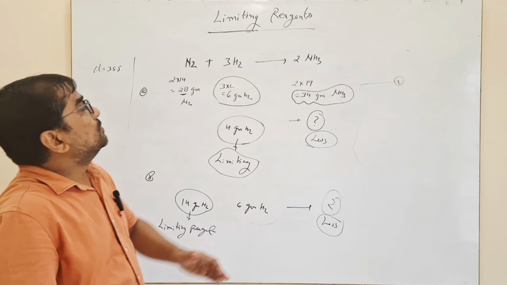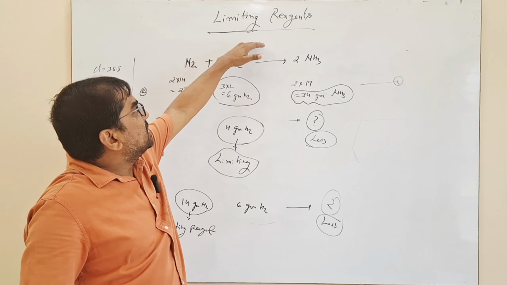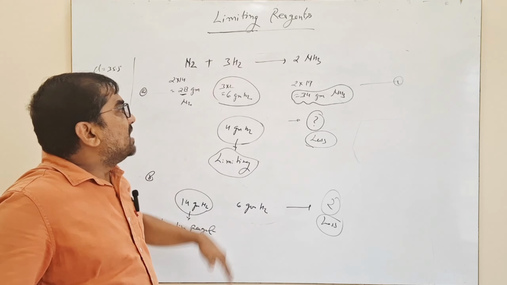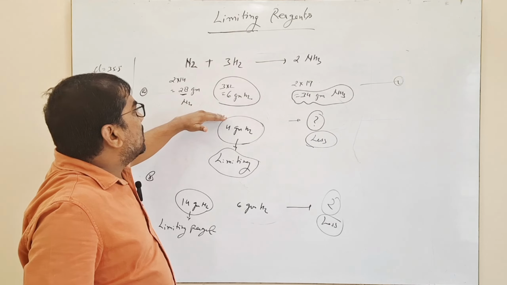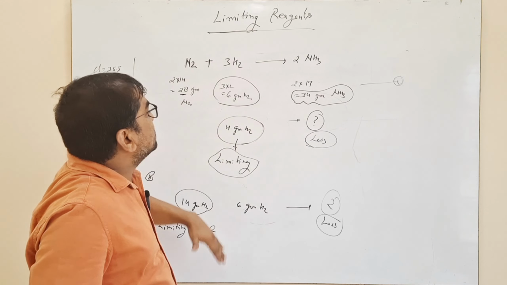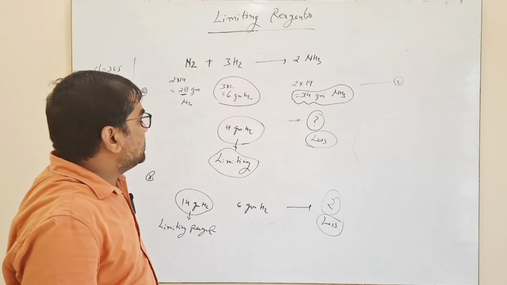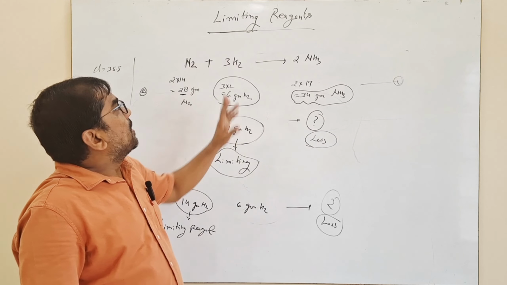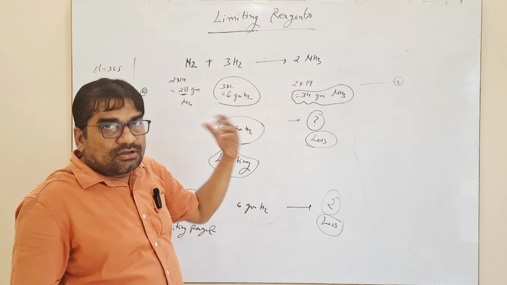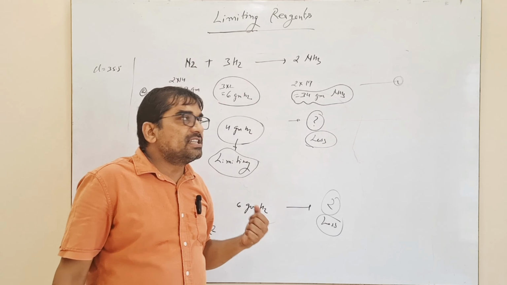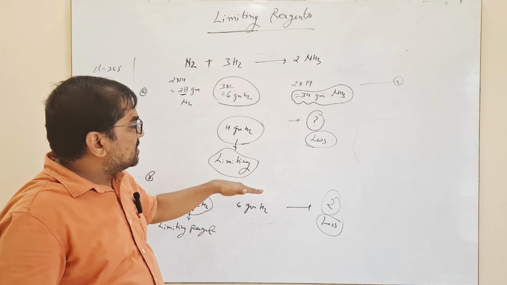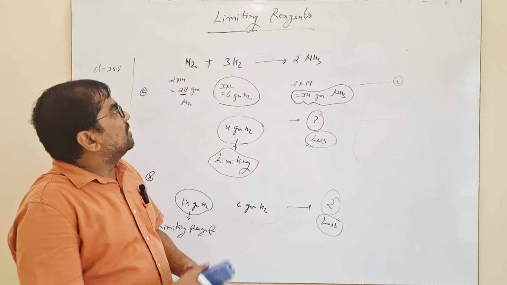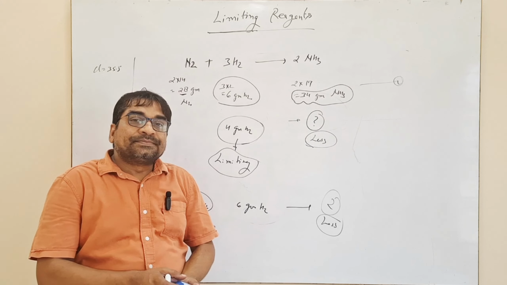So this is all about limiting reagents. It's also based on the quantitative analysis of the reacting species, that is, the amount used. We discussed stoichiometric coefficients in the previous lecture and limiting reagents in this lecture, and this is all for limiting reagents. Thank you.